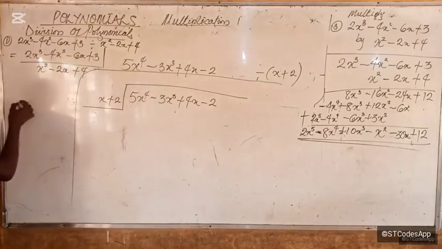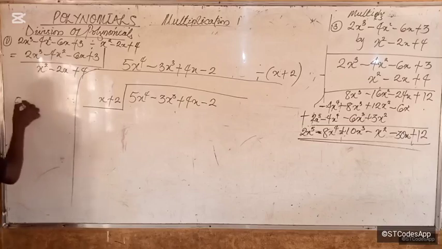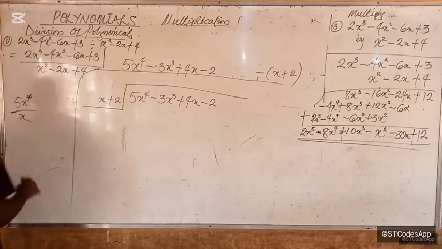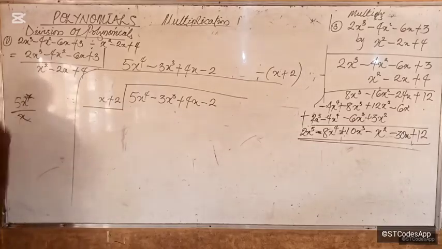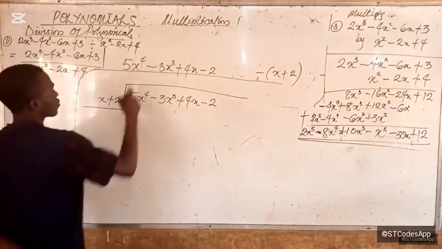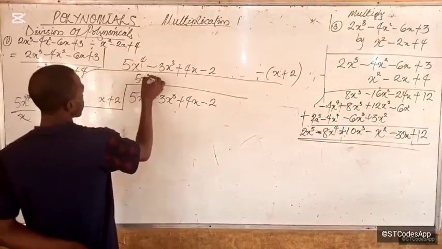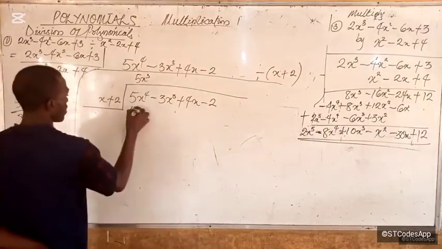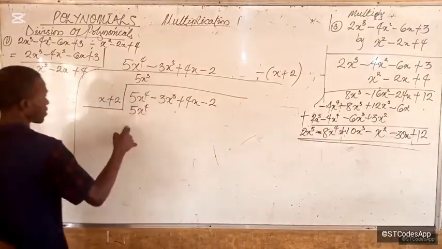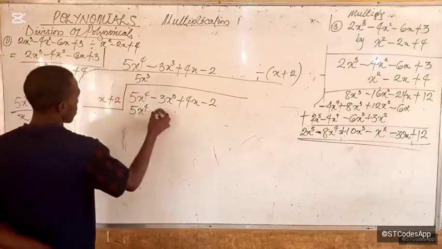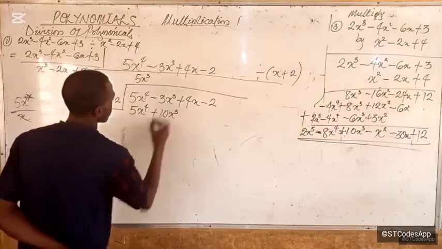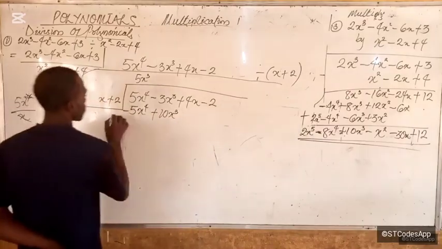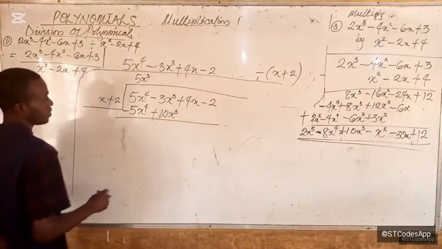What would we do? We'll say 5x raised to power 4 over x. So x takes care of 1 of x here, and we have 5x cubed. So on top here we have 5x cubed. Now that 5x cubed, we now multiply this to expression. And we have 5x to the 4th first. Then 5x cubed by this will be what? Plus 10x cubed. Do you understand? Then we now subtract and draw our line.